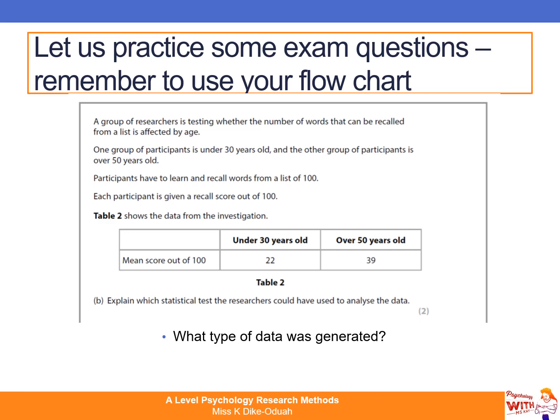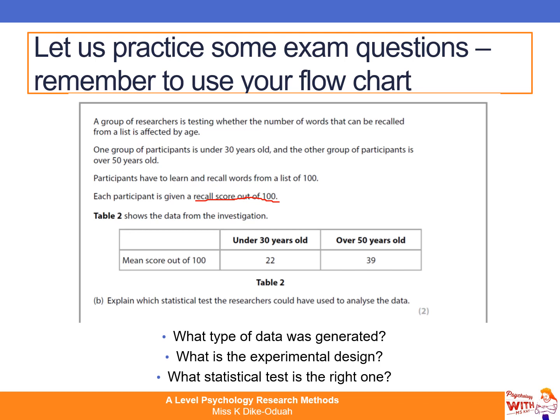Well, if we go back to the stem, it says they've had to learn and recall words from a list of 100 and given a recall score out of 100. We would say that this type of data is ordinal data. This is because any researcher could say, well, I'm going to give them a recall score out of 50 or out of 75, but they've chosen 100, so it's ordinal data. What is the experimental design? Well, they are comparing two different groups, and we would suggest that that is an independent groups design. This is because each group is experiencing a different level of the independent variable.